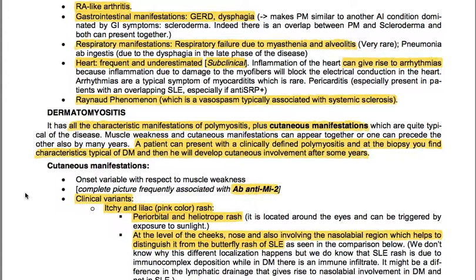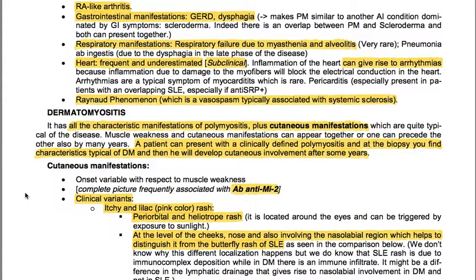We have respiratory manifestations, so respiratory failure due to myasthenia and alveolitis, which is very rare, and pneumonia ab ingestis. In the heart involvement is frequent and underestimated, so it's subclinical. Inflammation of the heart can give rise to arrhythmias because inflammation due to damage to the myofibers will block the electrical conduction in the heart. Arrhythmias are a typical symptom of myocarditis, which is rare. Pericarditis, especially present in patients with an overlapping SLE, especially if anti-SRP positive, and Raynaud's phenomenon, which is a vasospasm typically associated with systemic sclerosis.